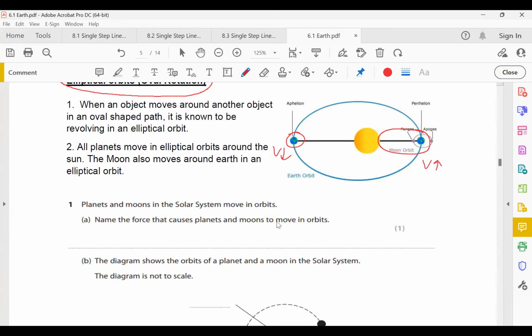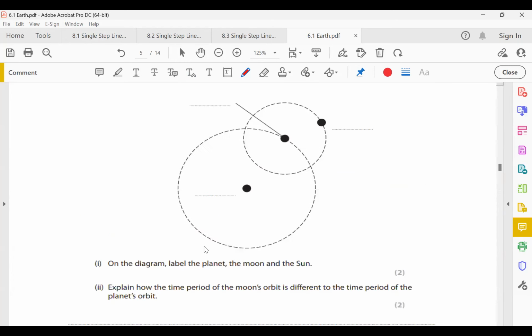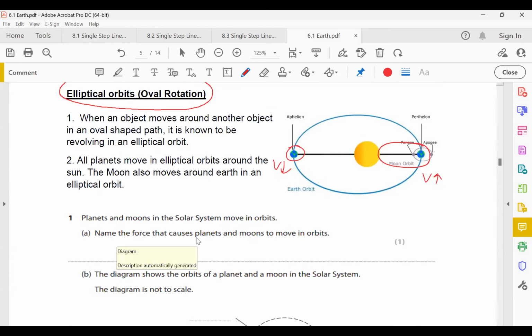Name the force that causes planets to move. Gravity, for sure. Gravitational force. Without gravity, the moon will just shoot out already.